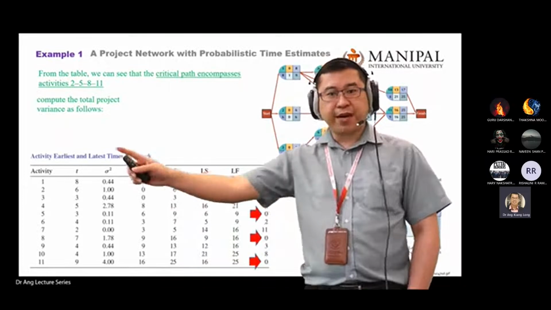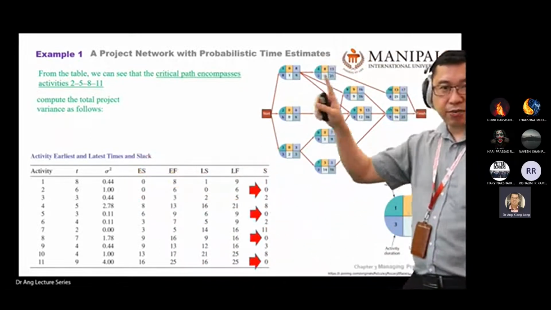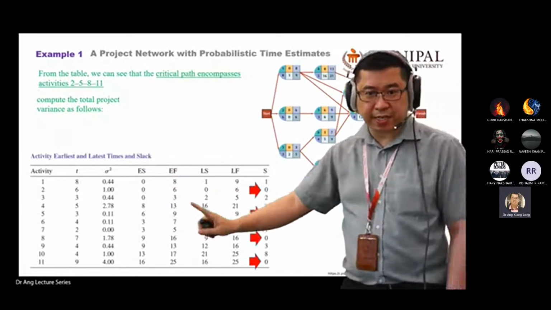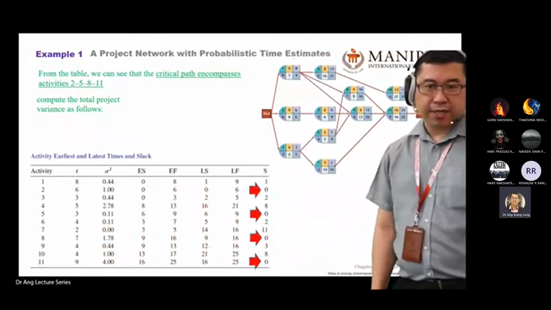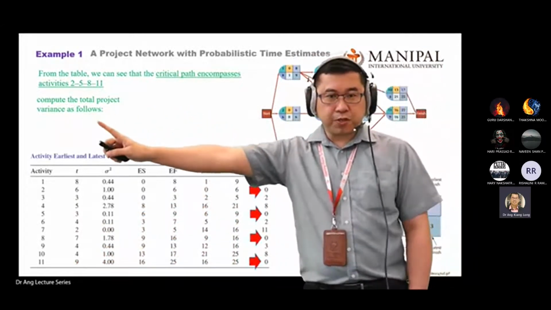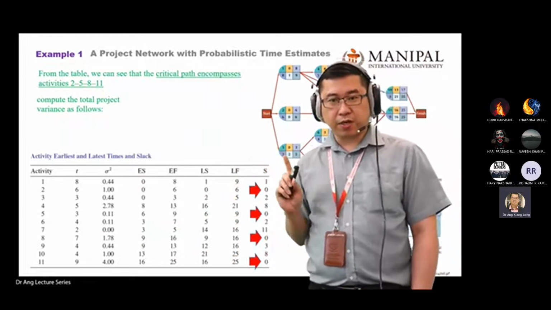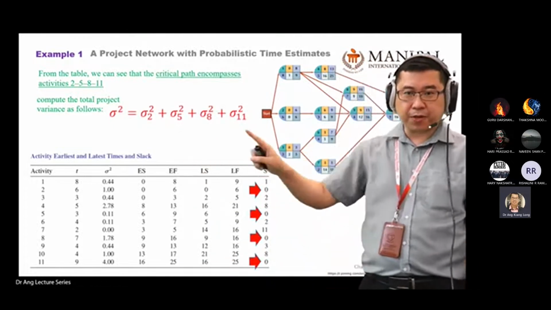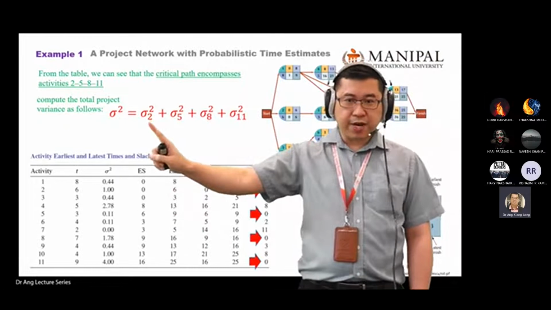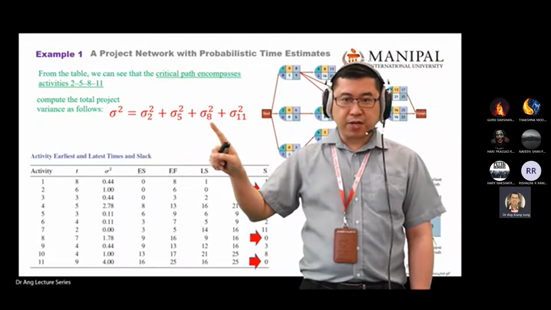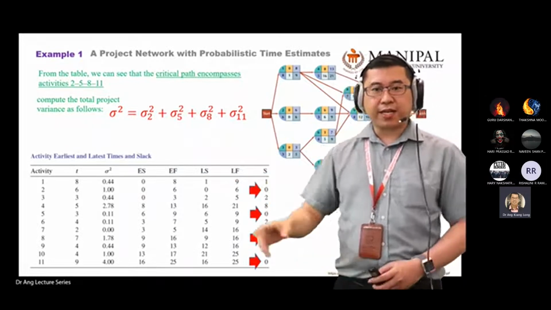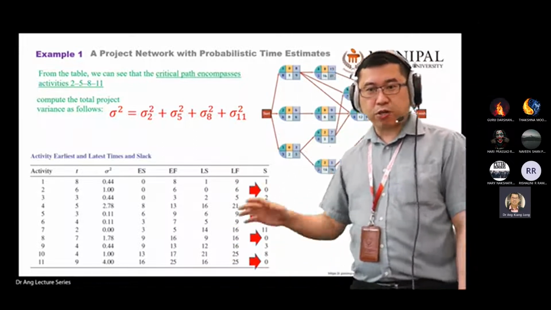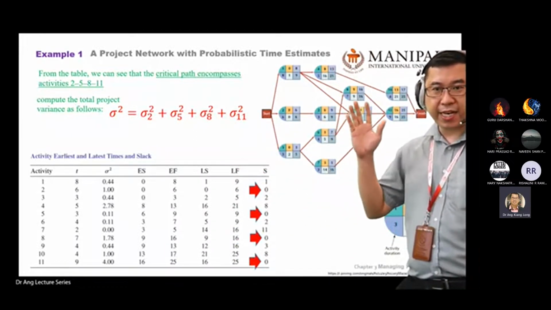Then how do you find the variance of the whole project, from activity 1 until activity 11, which is the last activity? To compute the total project variance, you only need to focus on critical activity. It gives you this simple equation. You take variance 2, variance 5, variance 8, and 11. Why do we take them? Because one, they take the longest time to finish, and also they can't afford to have any delay in the process.